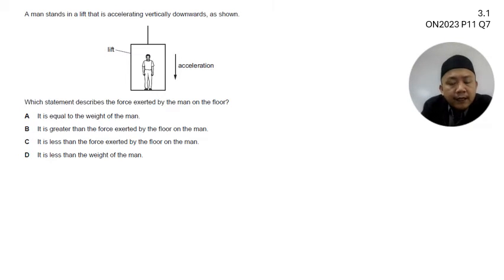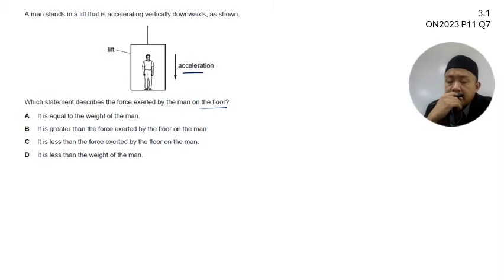Hello there. We have a question, basically testing or assessing our understanding of Newton's laws. A man stands in a lift that is accelerating vertically downwards as shown. So we've got a man inside a lift where the lift is accelerating downwards. Which statement describes the force exerted by the man on the floor?